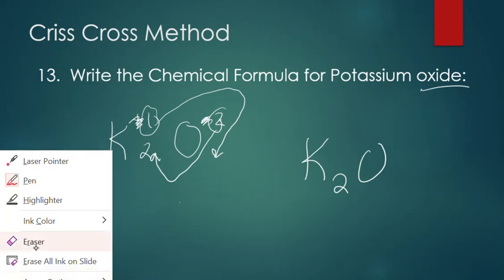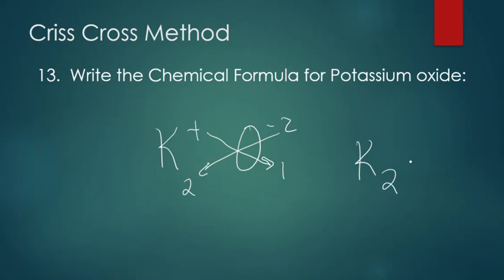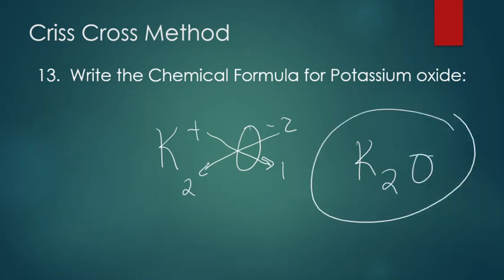So let me explain it again. K plus, oxygen, -2. Crisscross. Ones are understood, so you don't need a 1. In the final answer, positives and negatives, we don't care. Just write the number. And notice, no uppy numbers. Uppy numbers are going to drive me crazy, and I will count them wrong every time. The whole thing is wrong if you have any uppy numbers.